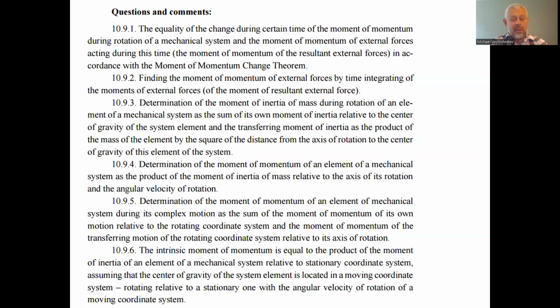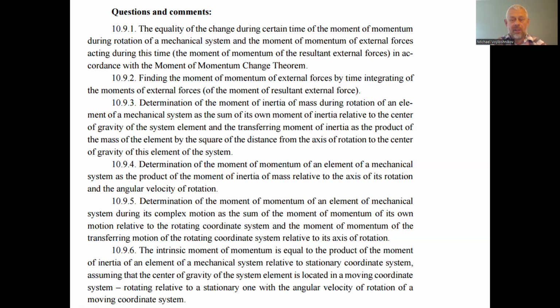The next, 10.9.3: determination of the moment of inertia of mass during rotation of an element of a mechanical system as a sum of its own moment of inertia related to the center of gravity of the system element, and the transferring moment of inertia as a product of the mass of the element by the square of the distance from the axis of rotation to the center of gravity of this element. We say, yes, that is the center of the mass. The distance squared times the mass is the transfer moment of inertia.